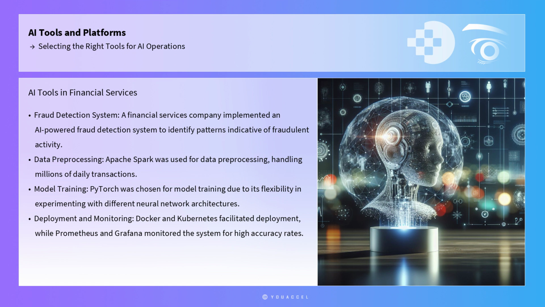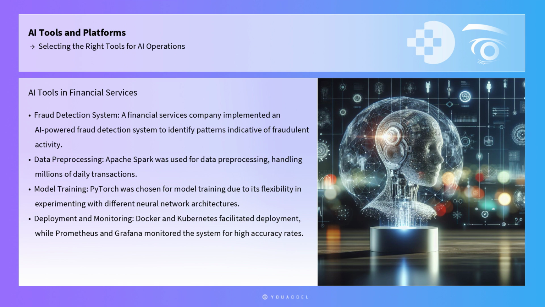A practical example of these tools in action can be seen in the case of a financial services company that implemented an AI-powered fraud detection system. The company used Apache Spark for data preprocessing, handling millions of daily transactions, to identify patterns indicative of fraudulent activity. PyTorch was chosen for model training due to its flexibility in experimenting with different neural network architectures. Docker and Kubernetes facilitated the deployment of the models, ensuring they could scale with the company's growing transaction volume. Prometheus and Grafana were used to monitor the system, allowing the company to maintain high accuracy rates and promptly address any performance issues.